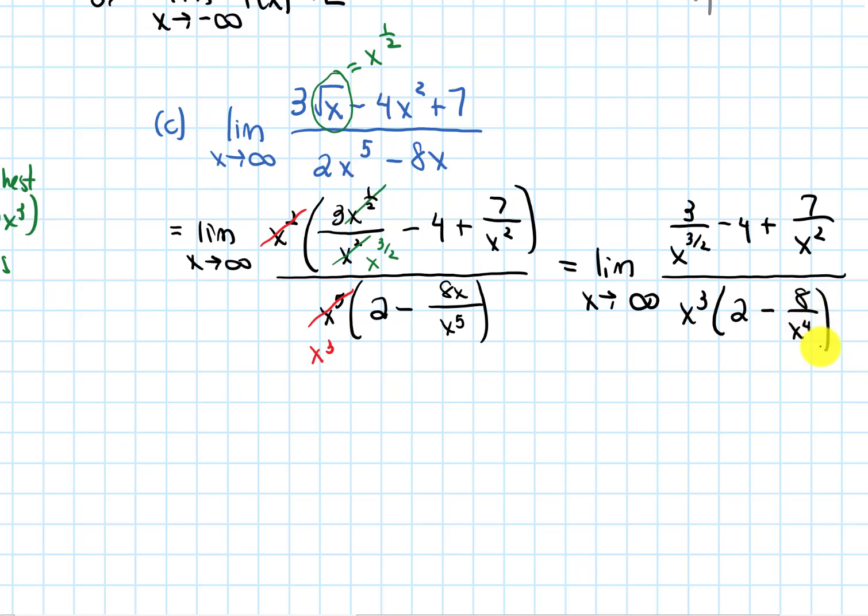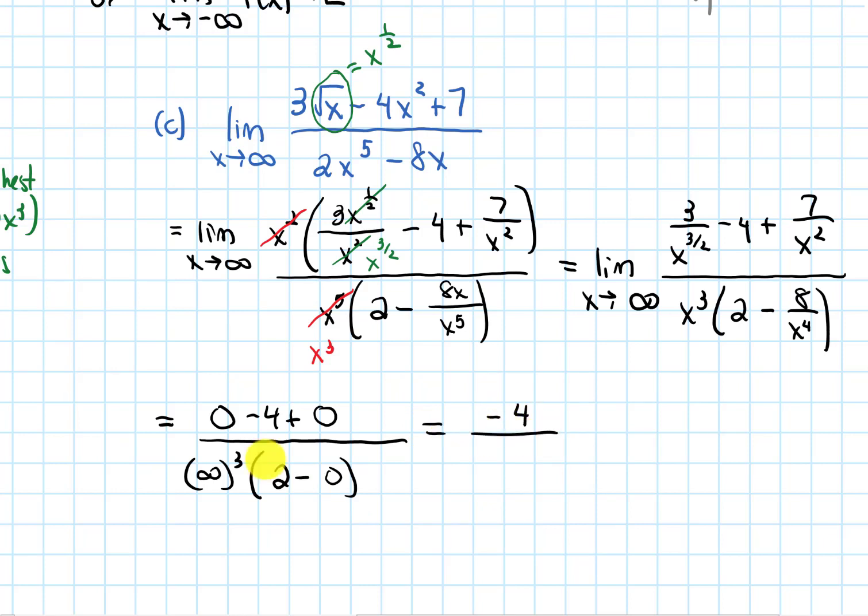And now let's go ahead and plug in. So doing that, we will get 3 over infinity first, which is getting close to 0, minus 4, plus 7 over infinity, which is getting close to 0, over, and then we have infinity cubed, and then times 2 minus 8 over infinity, which is getting close to 0. So overall, we have a minus 4 on the top. On the bottom, we have 2 times infinity, because infinity cubed is infinity. And 2 times infinity, that is infinity. Okay, so negative 4 divided by infinity, that is 0, because when I divide negative 4 by a huge number, it's getting really, really close to 0.